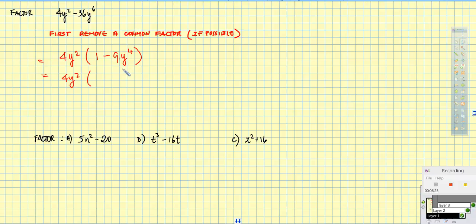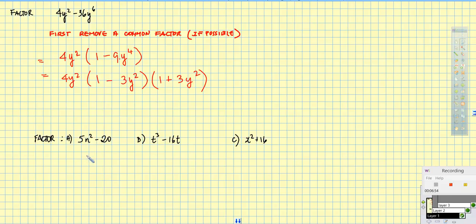What you notice is that I can take the square root of 1, and I can take the square root of 9, which is 3, and the square root of y to the 4th is y squared. So that means that I have a difference of squares here. I've got 2 terms, both of them perfect squares, and therefore it becomes 1 minus 3y squared, 1 plus 3y squared. Let's take a look at the next example.